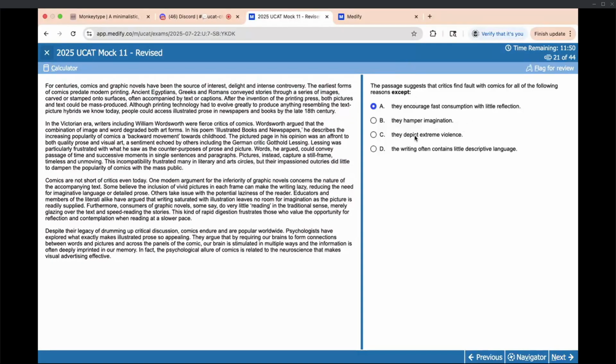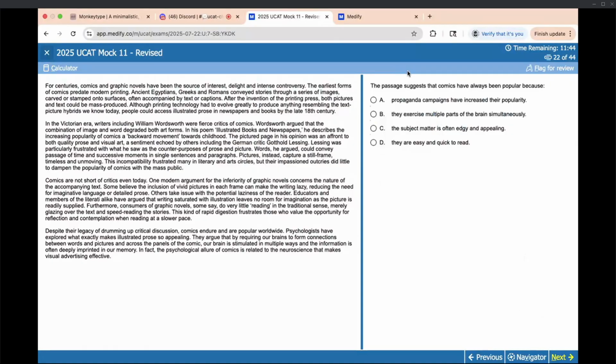Yep, that's true. That's mass produced, greatly evolved, resembling imagination that depicts extreme violence, is not said. The passage says comics have always been because they allow the opportunity for completion itself, so they require brain connections, so they exercise multiple parts of the brain.